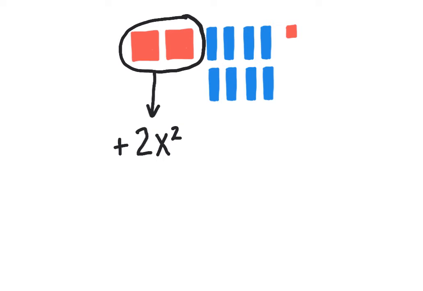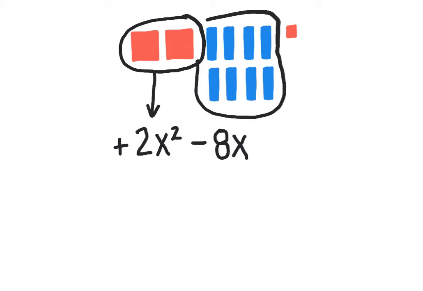We have x tiles because they're rectangles. There are 8 of them, and they are blue, so we will require a negative sign. And finally, we will have 1 as our constant at the end of our expression.